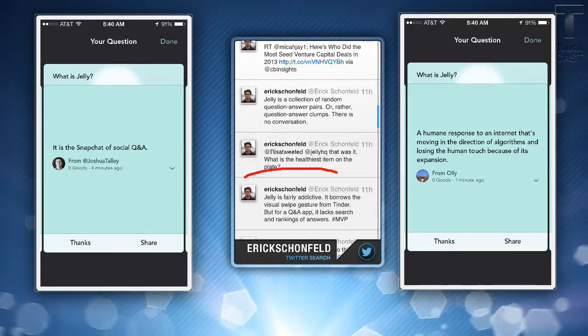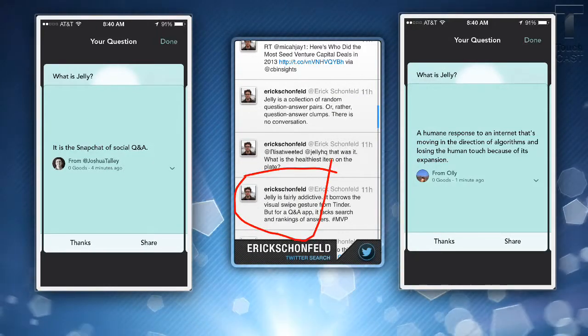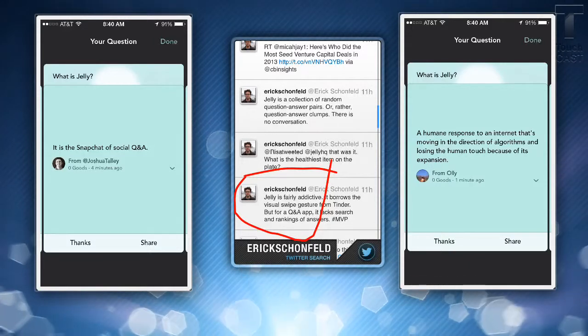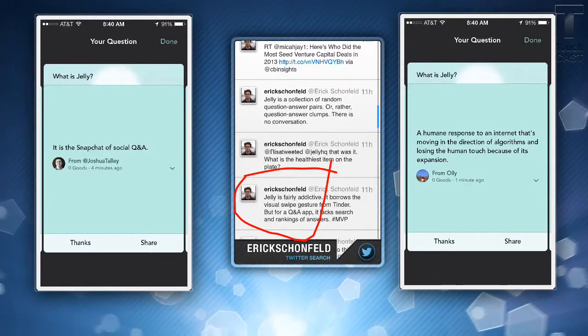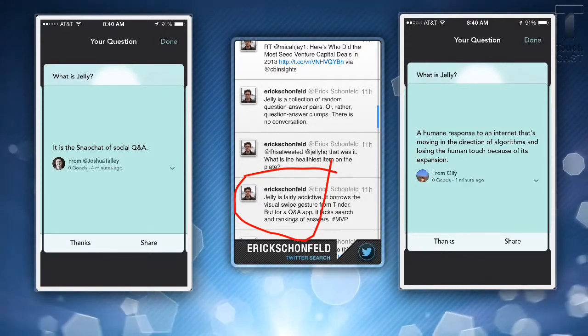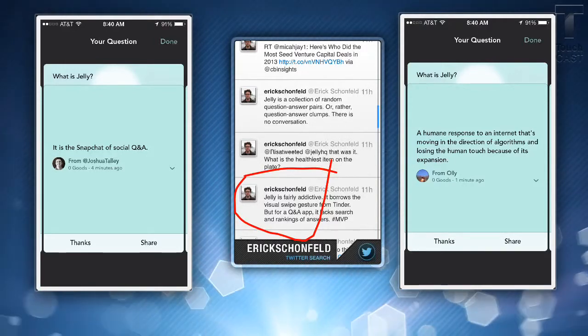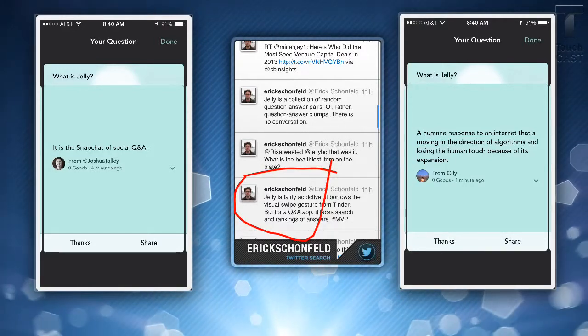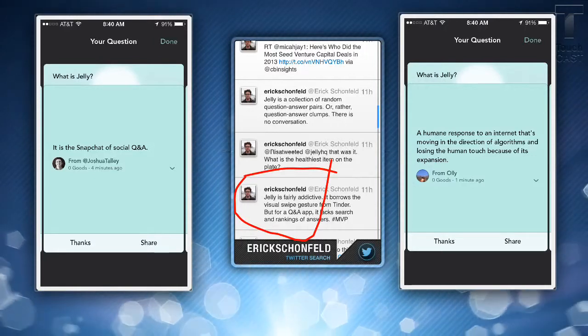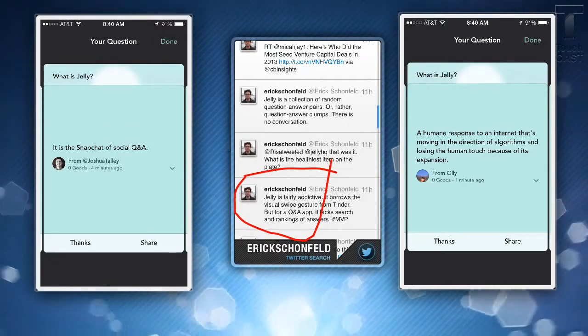After playing with Jelly, I found that it was fairly addictive, borrowing some of the swipe gestures from Tinder, but I also found that for a Q&A app, it lacked discoverability. There's no search, there's no way to rank the answers. It was very much a minimal viable product. It certainly is minimal, but is it viable?